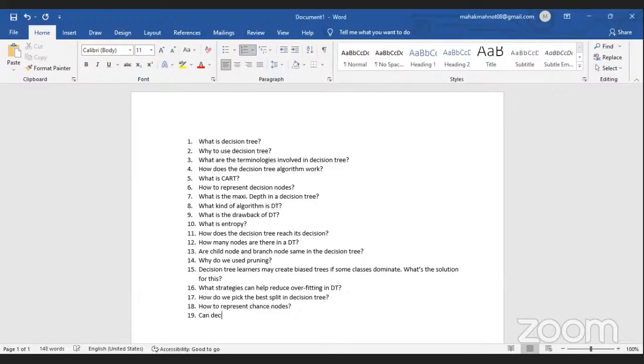Can decision tree be used to perform clustering? Yes or no? First answer this, true or false. I mean, yes or no. Can we use this or not? And then we will discuss that if it's yes, then why it is used, and if not, then why it is not used. So first of all, we'll answer yes. Decision tree can be used to perform clustering.